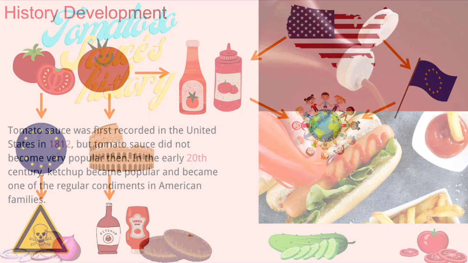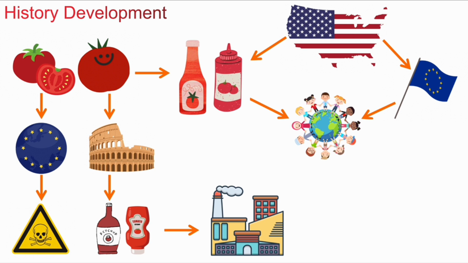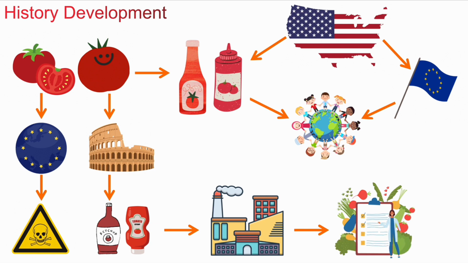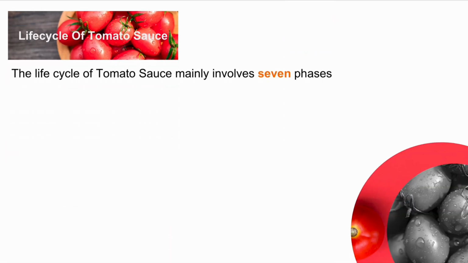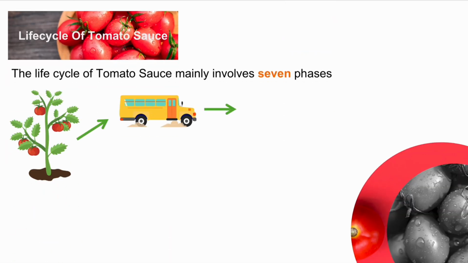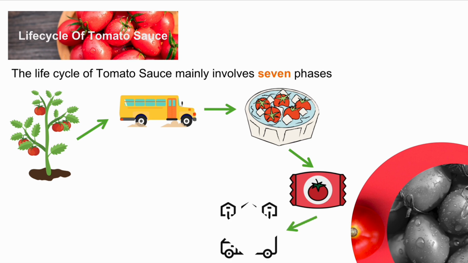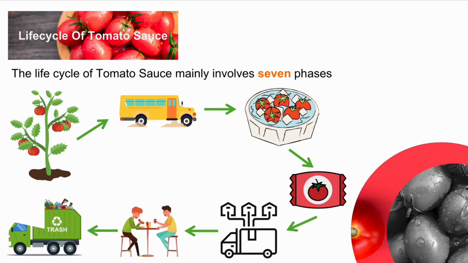With the development of industrialization, tomato sauce production has become more large-scale and more standardized, and become an indispensable part of people's daily diet. Now let's move on to part 2. The life cycle of tomato paste mainly involves 7 stages, which are cultivation, transportation, processing, packaging, distribution, usage, and disposal. First, let's introduce the first part: cultivation.